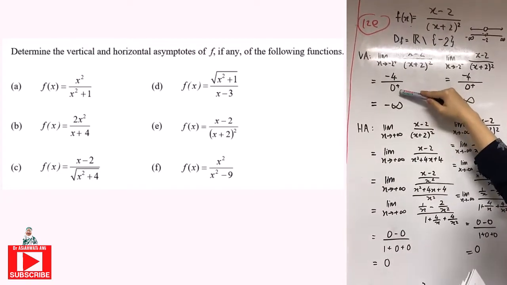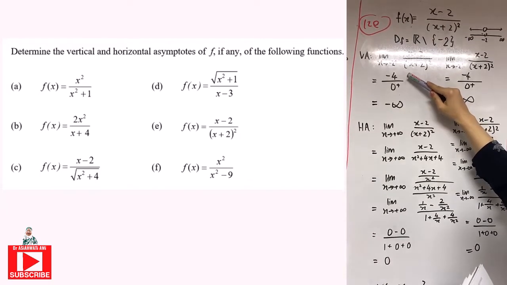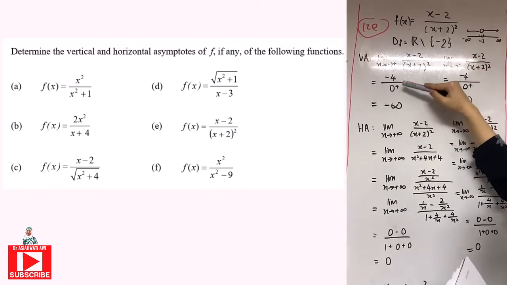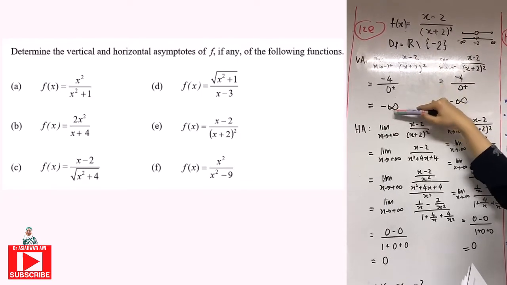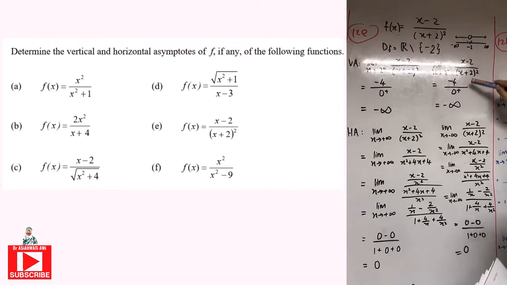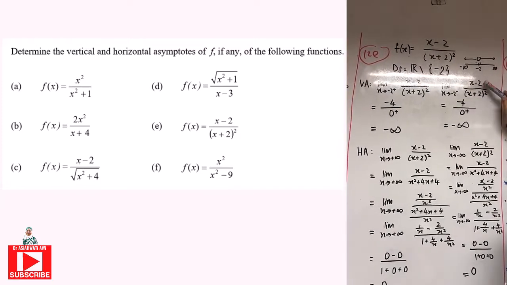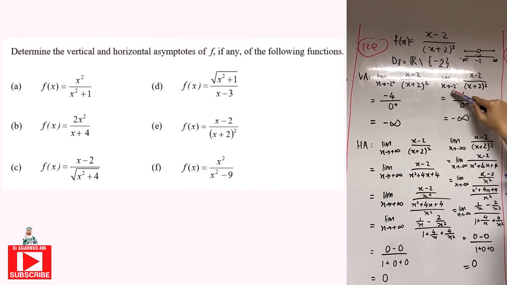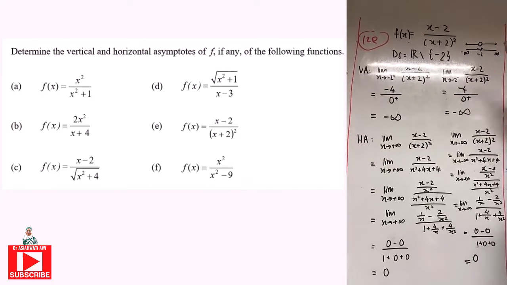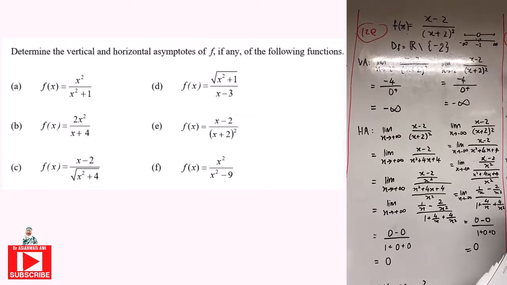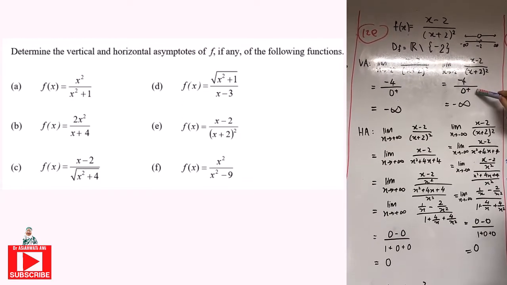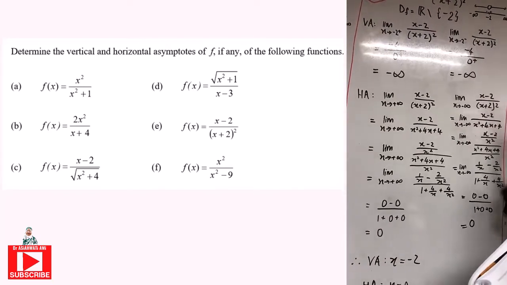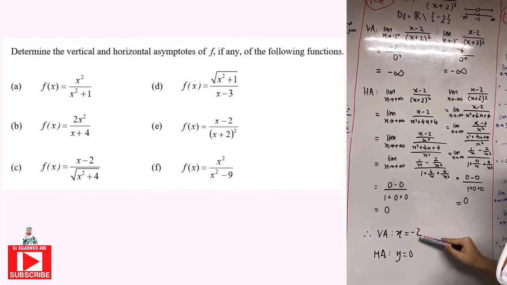Here the 0 is positive because when we use a value greater than negative 2, which is negative 1.9, we get a positive value here. So the answer is negative infinity. Same goes here. When we substitute negative 2, we get negative 4 over 0. Here the 0 is positive because when we use a value less than negative 2, for example negative 2.1, we get a positive value here. So the answer is negative infinity. So the vertical asymptote is x equals negative 2.